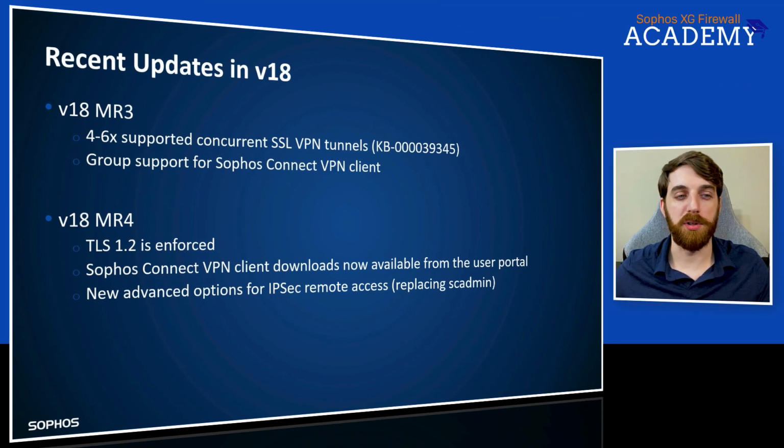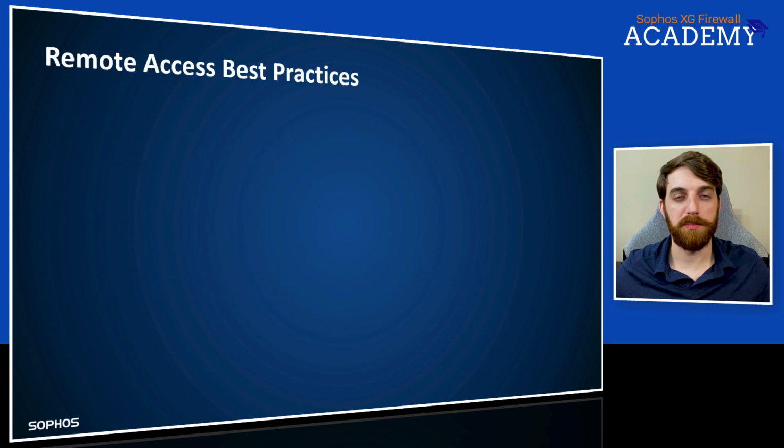Also, we have added support for groups for the Sophos Connect VPN client. Now you can create a group and add it to the Sophos Connect client, and then add users to it on the XG Firewall. In MR4, we are now enforcing TLS 1.2. You can also, as you saw previously on the IPsec slide, now download the Sophos Connect VPN client directly from the XG Firewall. And also, as you saw, the new advanced options are now in there as well.